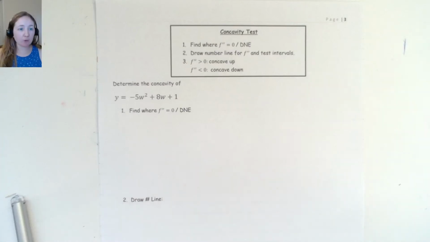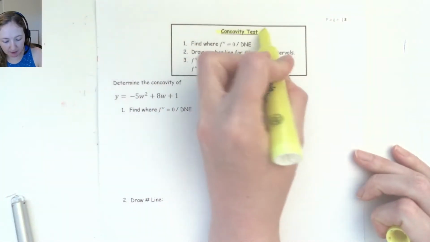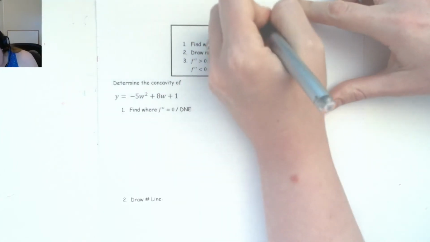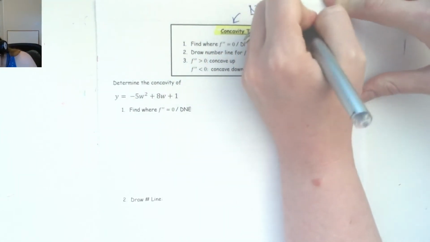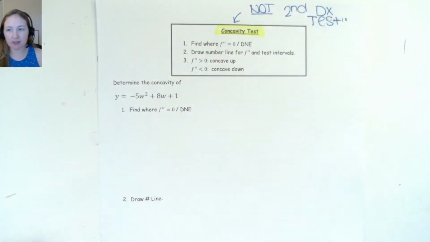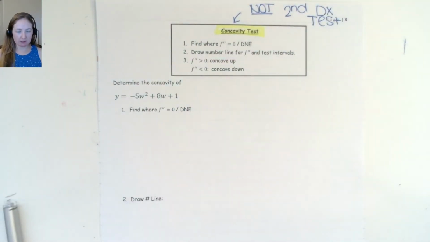All right, so here is our formal concavity test. The first thing that I want you to notice is that it's the concavity test. This is not the second derivative test. So the concavity test is not the second derivative test. We are going to have a separate second derivative test that we'll see at the end of this section. The concavity test is going to tell us where it's concave up and concave down.